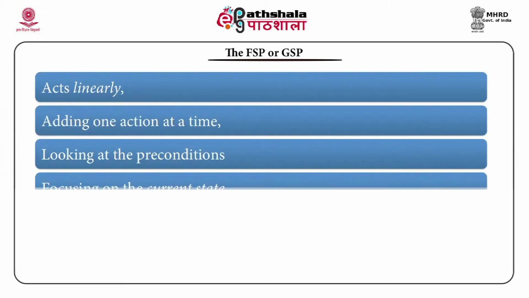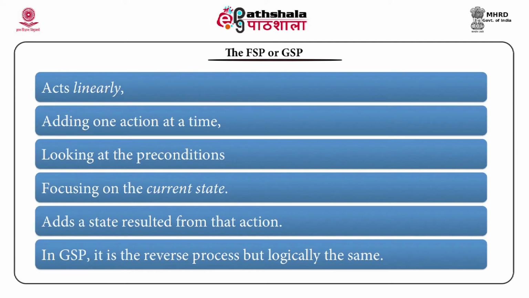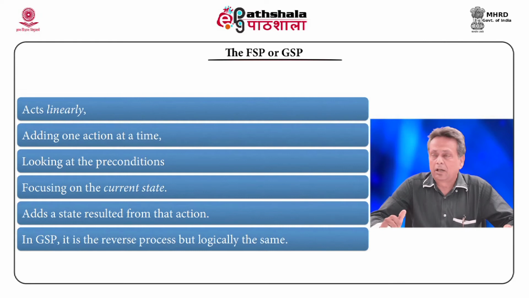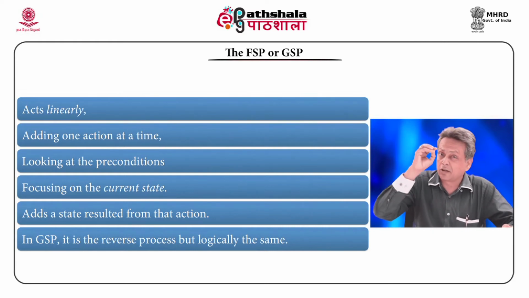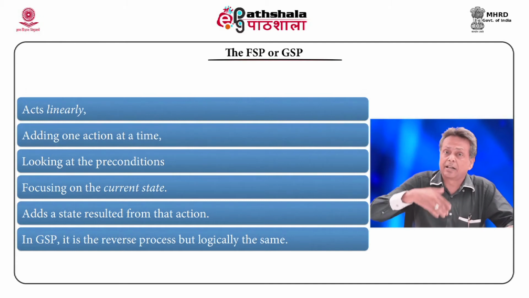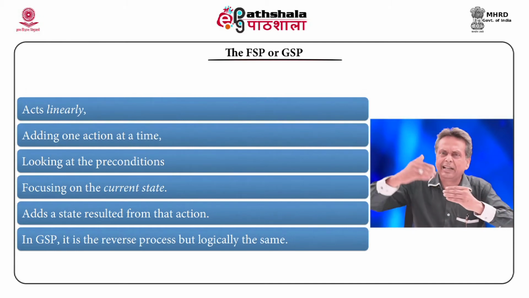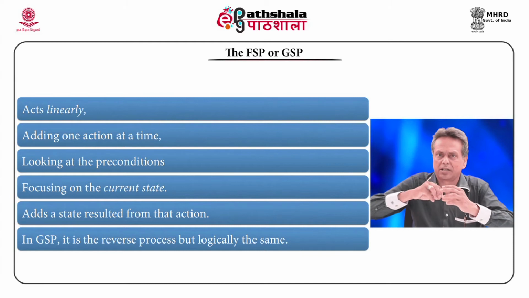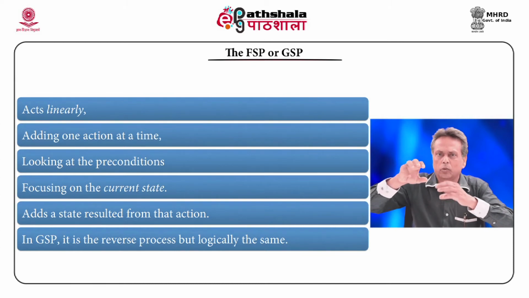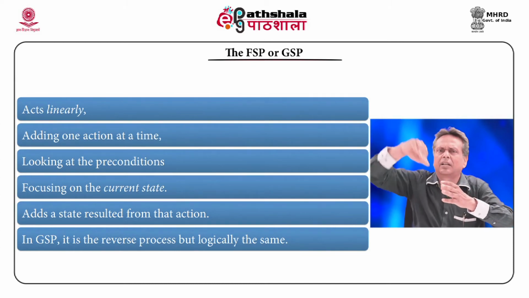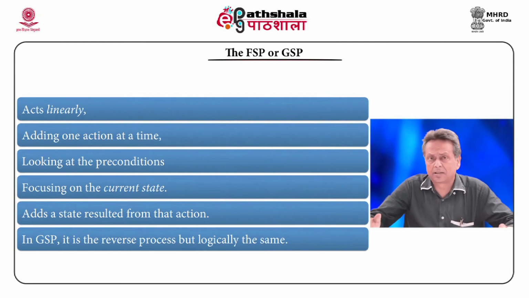The goal stack planning, a few things. First, it acts linearly, adding only one action at a time, and it has to look at the preconditions. It focuses on the current state. It adds a state which results from the action. It's quite linear actually. Look at the state, apply action, get the next one. So it is acting in sequence. That's the problem, but that's the way it works. Basically it's the root cause of the problem.